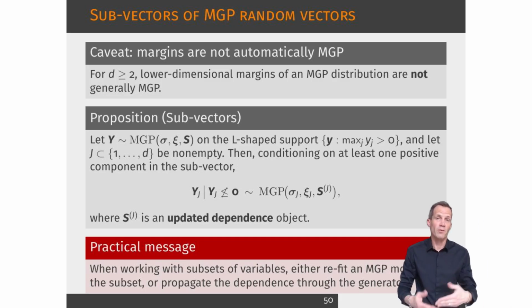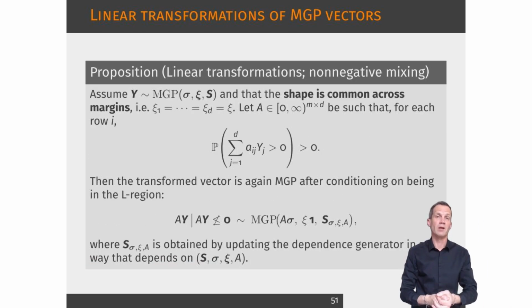from the original model. The last slide discusses stability under non-negative linear transformations. Suppose all margins share the same shape parameter and we apply a non-negative matrix to the vector. This covers aggregation and mixing operations, such as forming portfolio losses or regional risk indicators. The proposition states that after conditioning on the transform vector being in the L region, the result is again multivariate GP. The scale vector is transformed linearly, the common shape parameter is preserved, and the dependence object is updated.